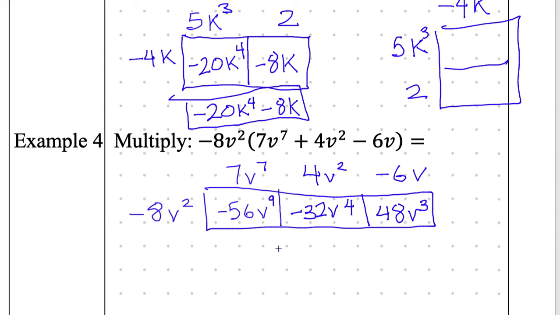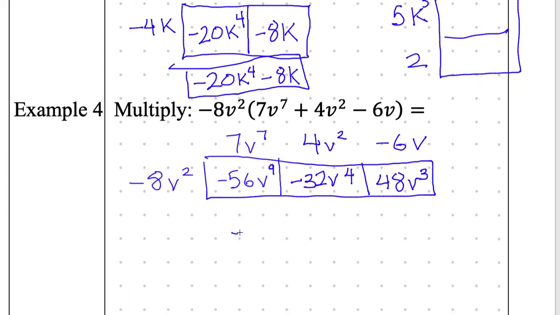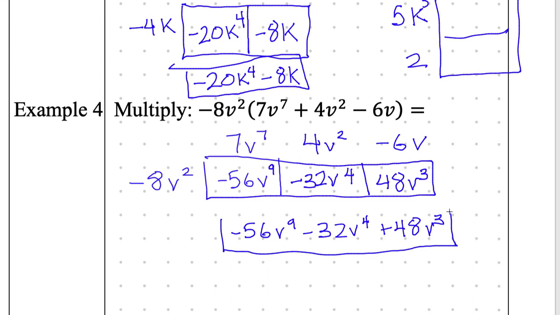There it is. And writing them all together, that is not your answer. You have to rewrite it. Negative 56v to the 9 minus 32v to the 4 plus 48v to the 3. Box your final answer. That is all.